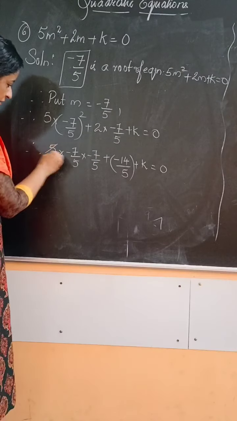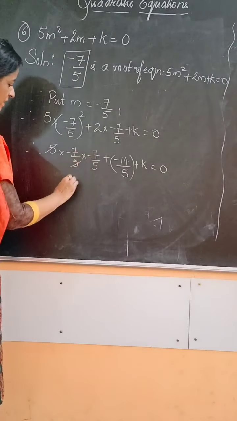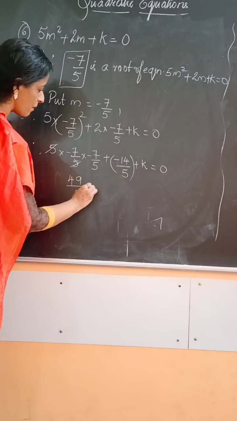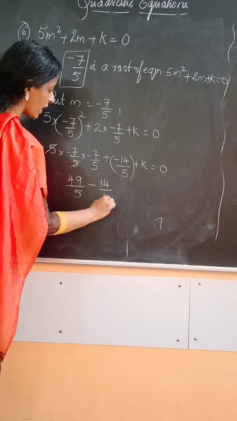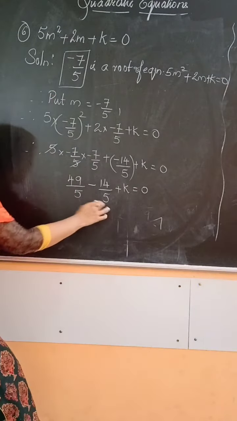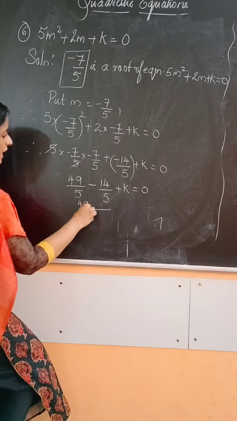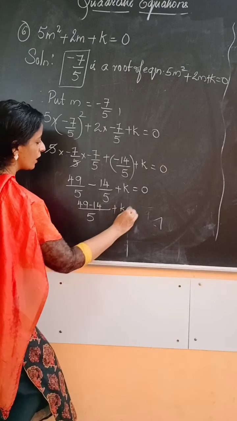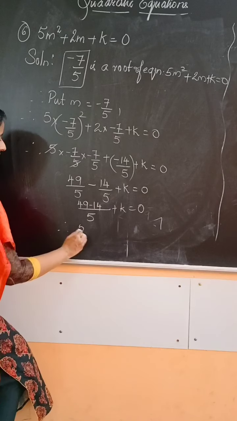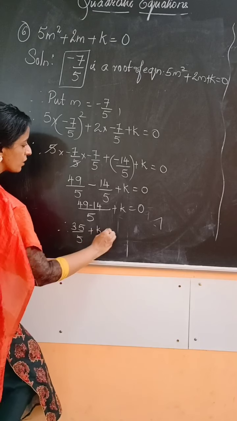Okay, so this 5 and 5 will get cancelled. Minus and minus will become plus. 7 sevens are 49 upon 5. Plus and minus will become minus 14 upon 5 plus k is equal to 0. Both the denominators are same, so you can take the denominator once. 49 minus 14 plus k equal to 0. So therefore, how much is 49 minus 14? This is 35. Correct? 35 upon 5 plus k is equal to 0.